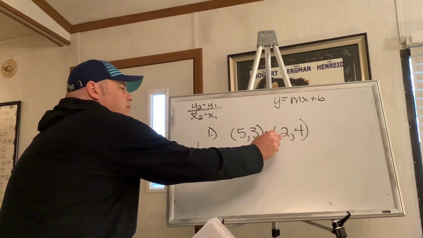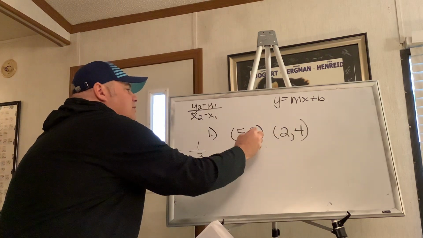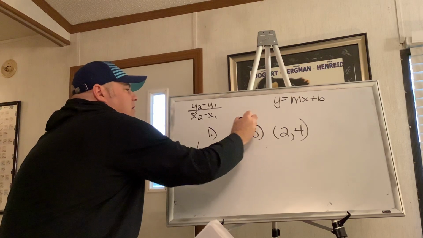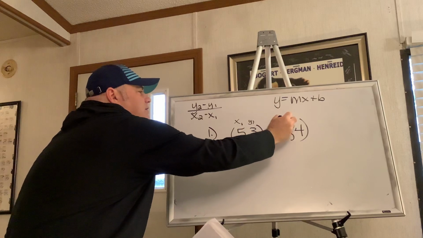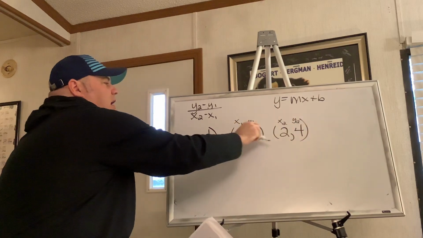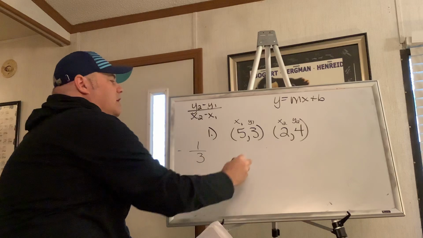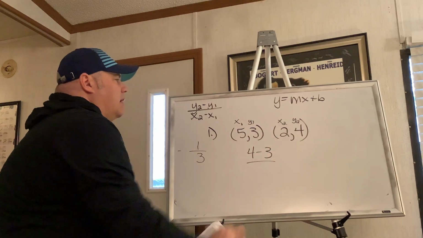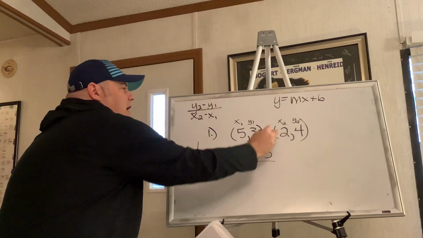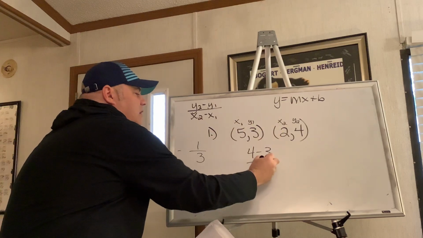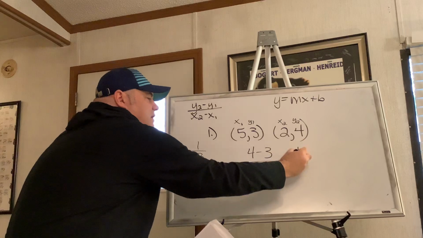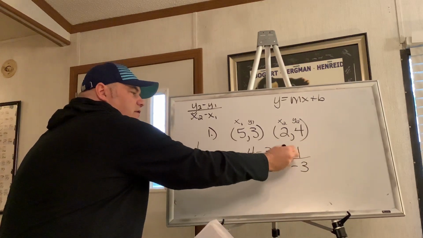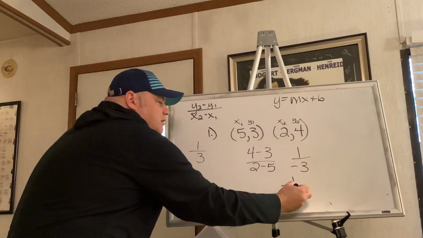But if I do y2 minus y1, okay, remember this is x, I'm going to call this x1, y1, that's my first point, x2, y2, this is my second point. These are always xy, xy, and so I'm going to do 4 minus 3, okay, that was y2 minus y1, and I'm going to do 2 minus 5, okay, and so 4 minus 3 gives me 1, 2 minus 5 gives me negative 3, and remember, if one of them's negative, the whole thing's negative, so it's negative 1/3.